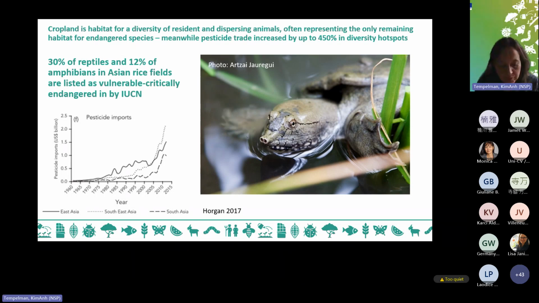Sorry, just some additional information. So when we talk about diversity hotspots where pesticide trade increased, these are areas like hotspots, for example, in East Asia, also Southeast Asia and South Asia, but also in countries like Mexico.